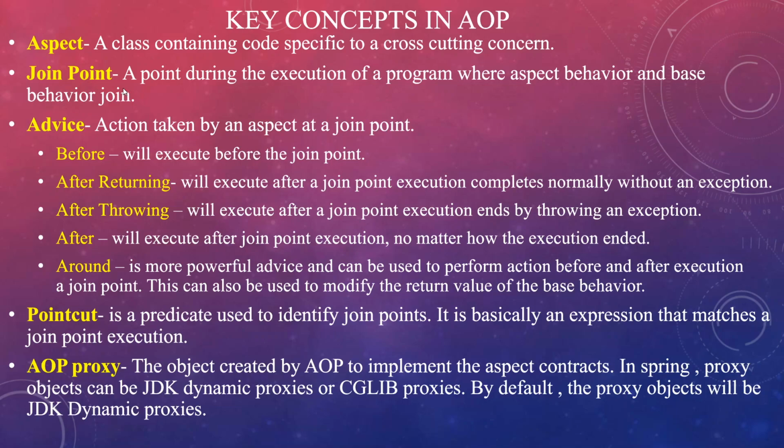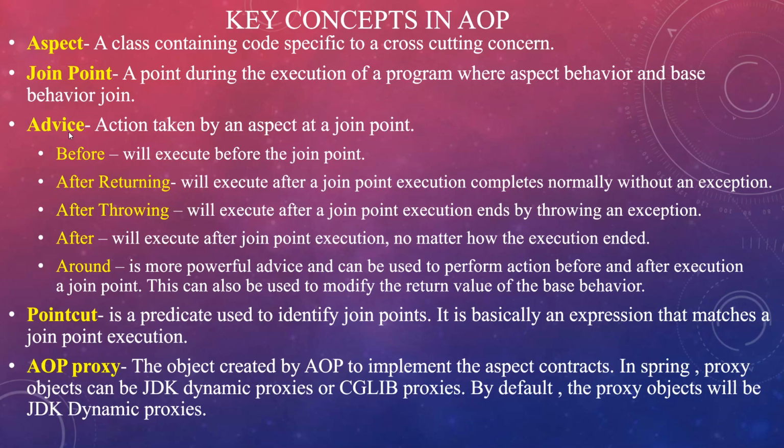And this might be a little confusing. It might sound a little confusing, like a point during the execution of a program where the aspect behavior, that is the aspect method, and the target method join. But for now you can just make a mental note of the definition. If you try to visualize, or if you try to implement this concept, you will get the actual definition of what a join point is. So next we have advice.